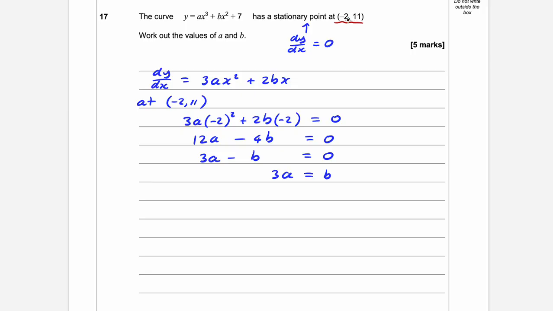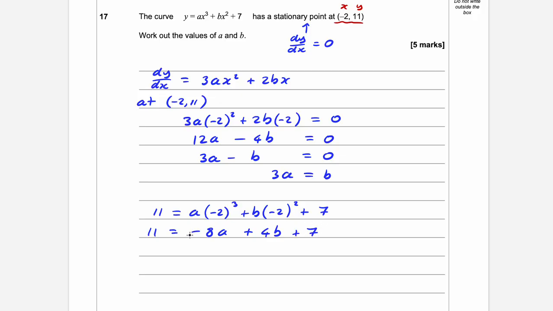So this is a point. It's a stationary point, but it's a point on the curve. So that means if I sub x and y into the curve, it will equal. So I'm going to do that and make another equation. I'll sub 11 for y, so 11 equals, and -2 for x. So it's a times -2 cubed plus b times -2 squared plus 7. That means 11 is equal to, that's -8, guys, -8a plus 4b plus 7.